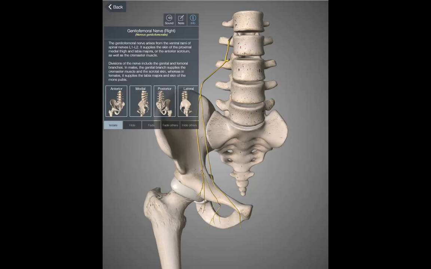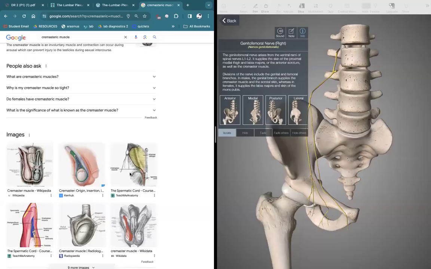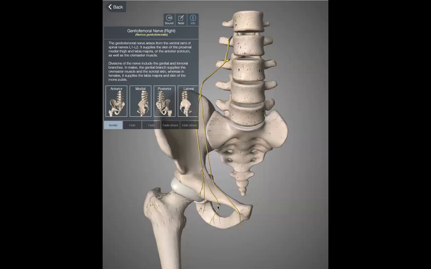Let me show you. It's found in males and it helps ascend the testicles. When it's cold or something like that, the testicles elevate. So you can see it here. That's the cremasteric muscle. That's the muscle that controls movement of the testicle. Okay. And so the genitofemoral main motor innervation is the cremasteric muscle.